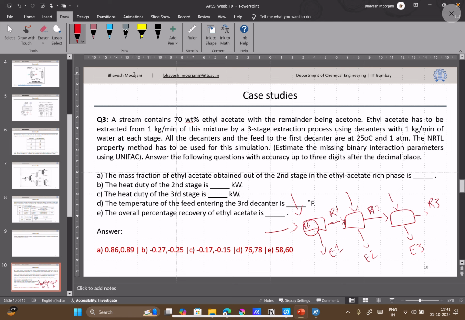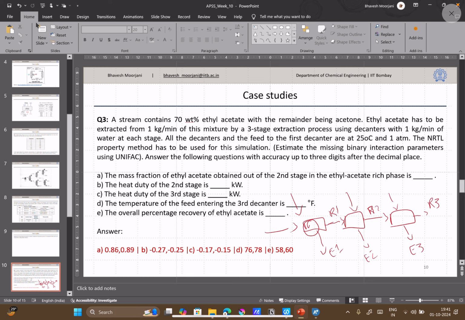So it's straightforward. Instead of using an extraction column with, let's say, 3 stages and continuous feed of water, a stage-wise extraction process has been used with the help of decanters. So we will see this also now.